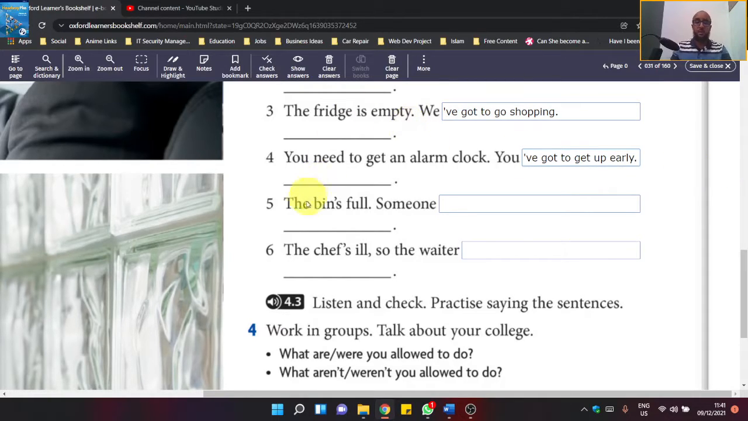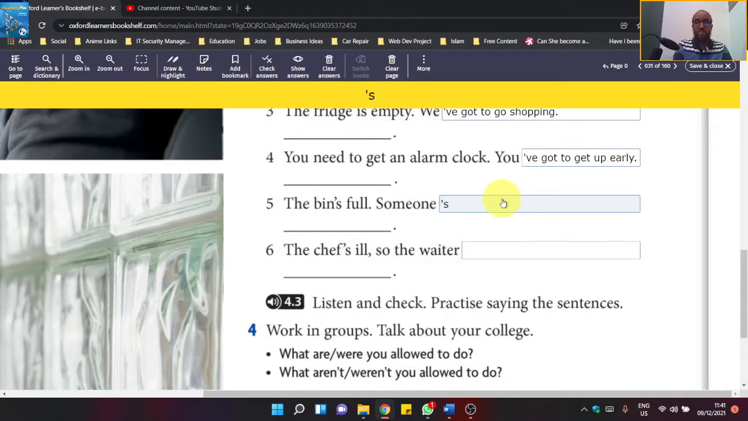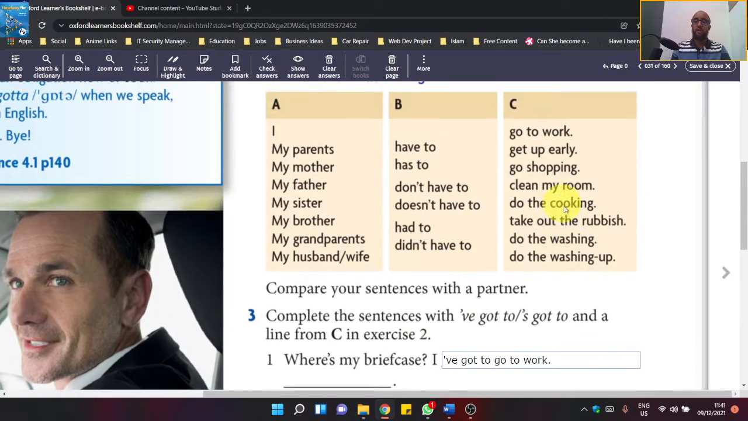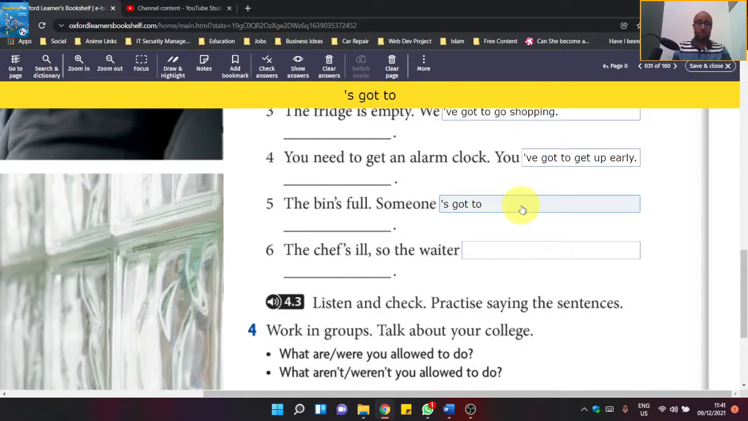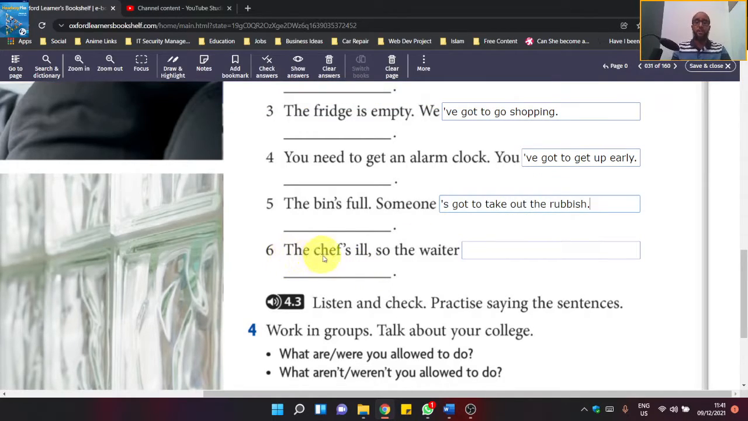Okay, and here now we have number 5. The bin's full. The bin, the trash can, as Americans say, the bin. Someone. Okay, so someone. This is a singular. You have to use has. So someone has or someone's got to. What have they got to do? They've got to take out the rubbish, right? Take out the rubbish.